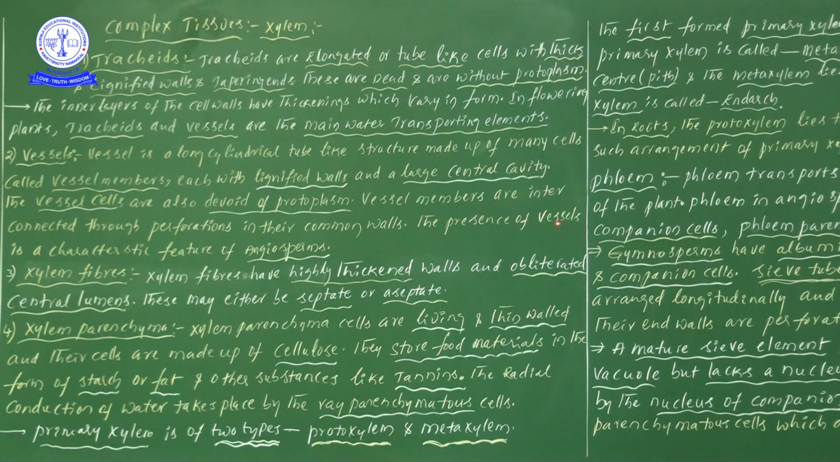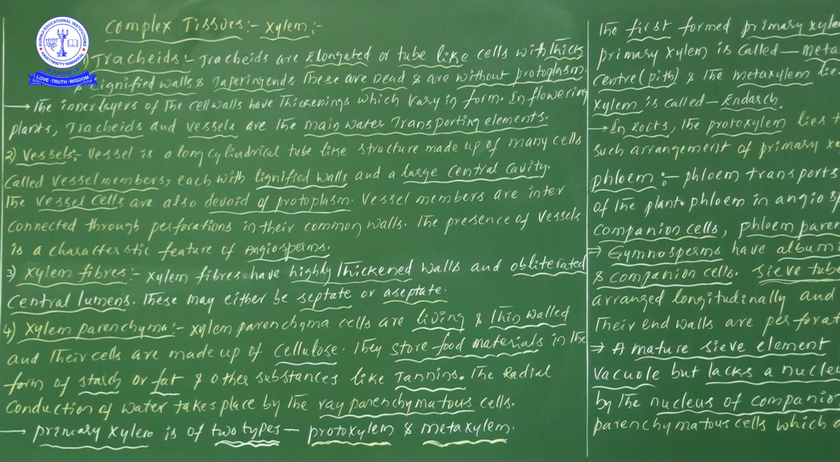Next one, the presence of vessels is a characteristic feature of angiosperms. Underline this 100 times. Here the main important point is that the presence of vessels is a characteristic feature of angiosperms. So don't forget, very important.